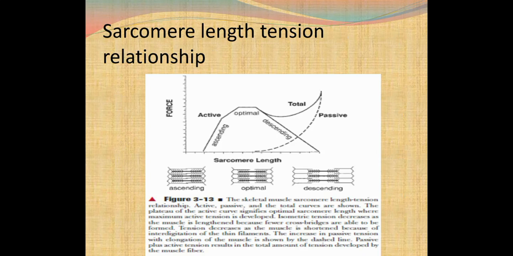The skeletal muscle sarcomere length-tension relationship, with active, passive and total curves, is shown in this picture. The plateau of the active curve signifies optimal sarcomere length. When the muscle is lengthened, tension decreases because fewer cross bridges are able to be formed. Tension also decreases as the muscle is shortened because of the interdigitation of the thin filaments. The increase in passive tension with elongation of the muscle is shown by the dashed line, and passive plus active tension results in the total amount of tension developed by the muscle fiber.